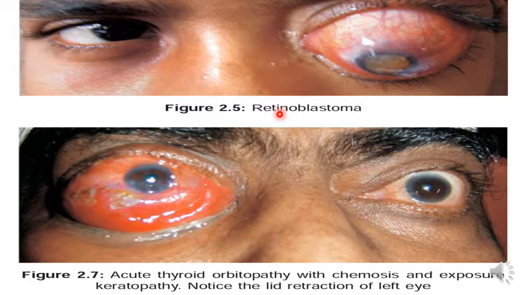The down picture showing the proptosed eye with eyelid retraction, the congestion of the conjunctiva, chemosis. This is the acute inflammatory stage of the thyroid orbitopathy. See, you can see the lid retraction and chemosis of the conjunctiva.